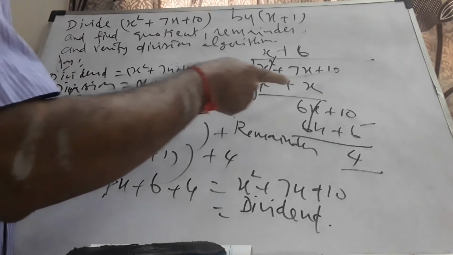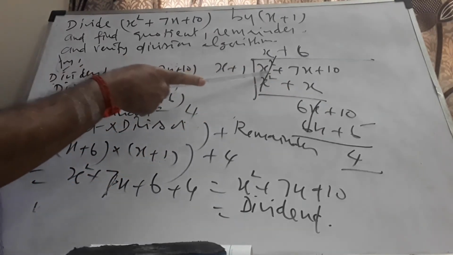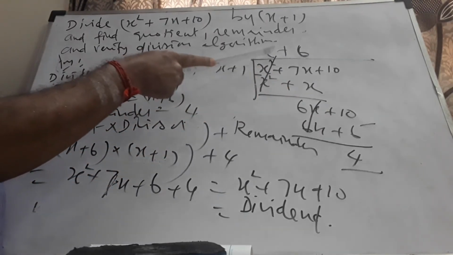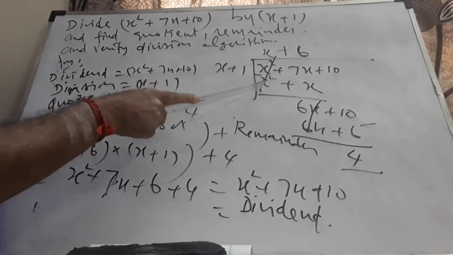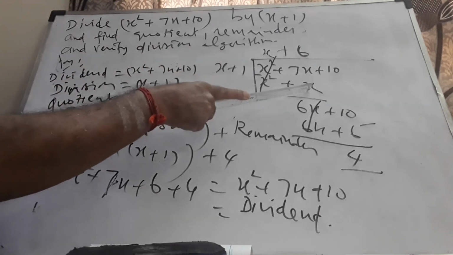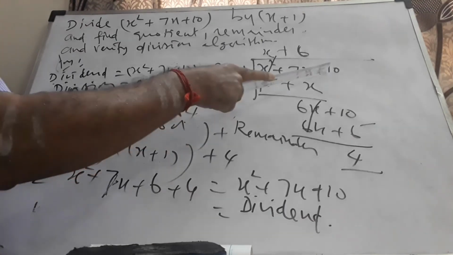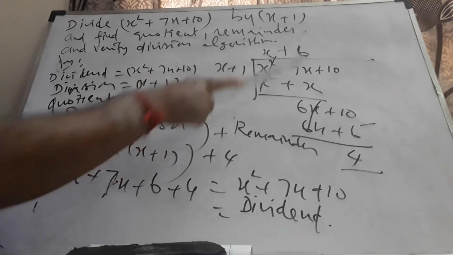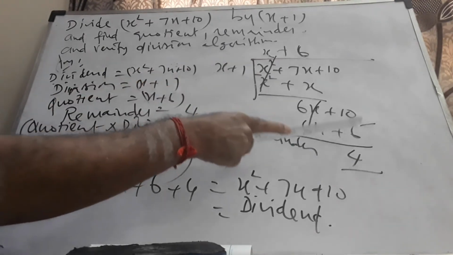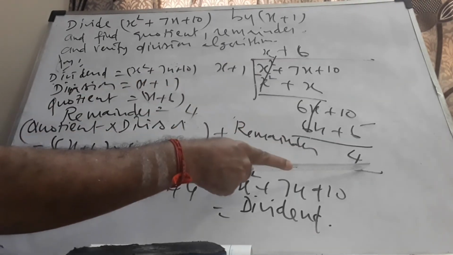x square plus 7x plus 10. What I should do is divide x square by x. I'll get x over here. x into x is x square, x into 1 is x. Subtraction, x square minus x square goes off. 7x minus x is 6x. This 10 is brought down. 6x by x is 6, 6 into x is 6x, 6 into 1 is 6. 6x minus 6x goes off, 10 minus 6 is 4.